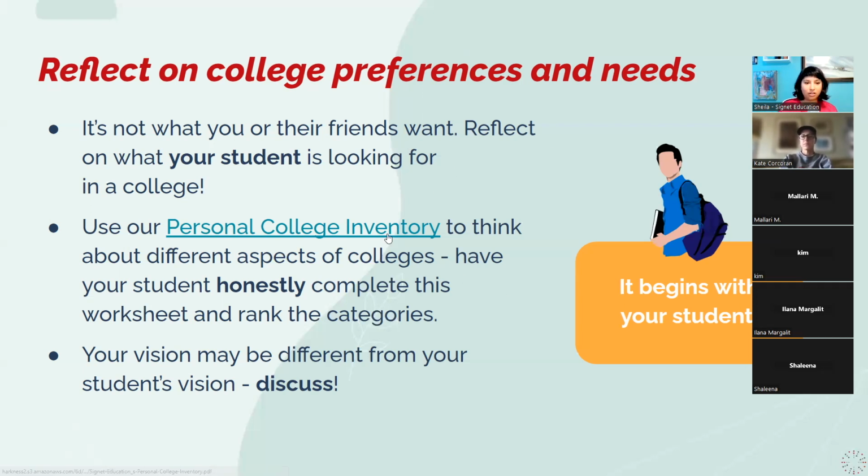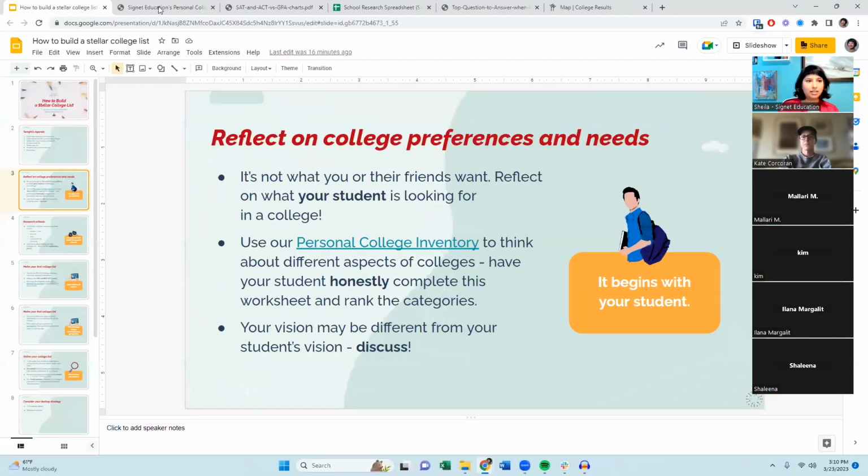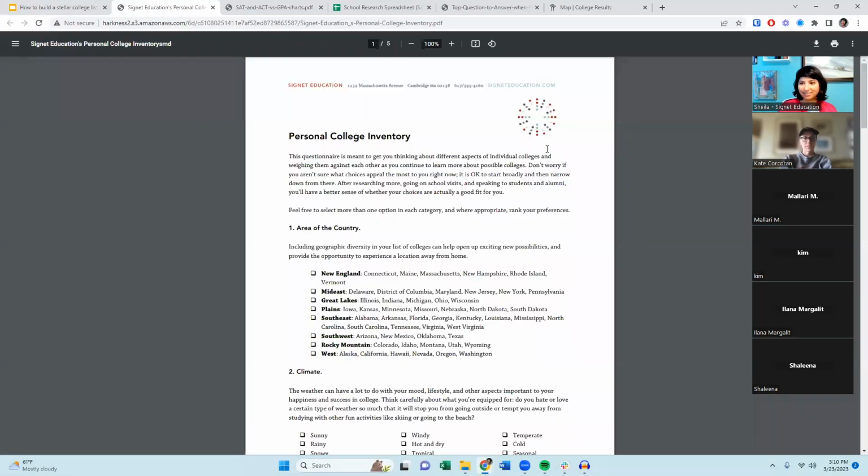And here, let me just do this. Okay, you see this worksheet? Yes. Okay, great. This is our personal college inventory.